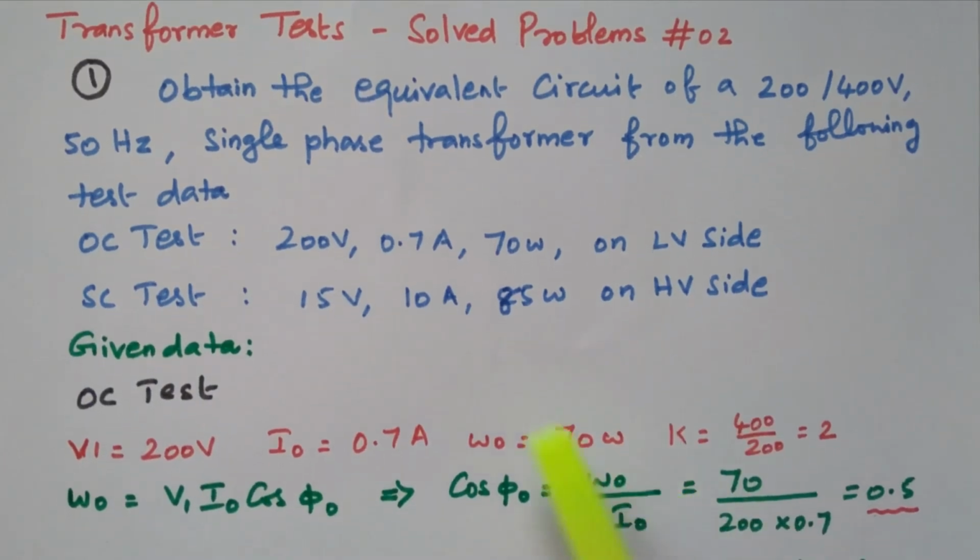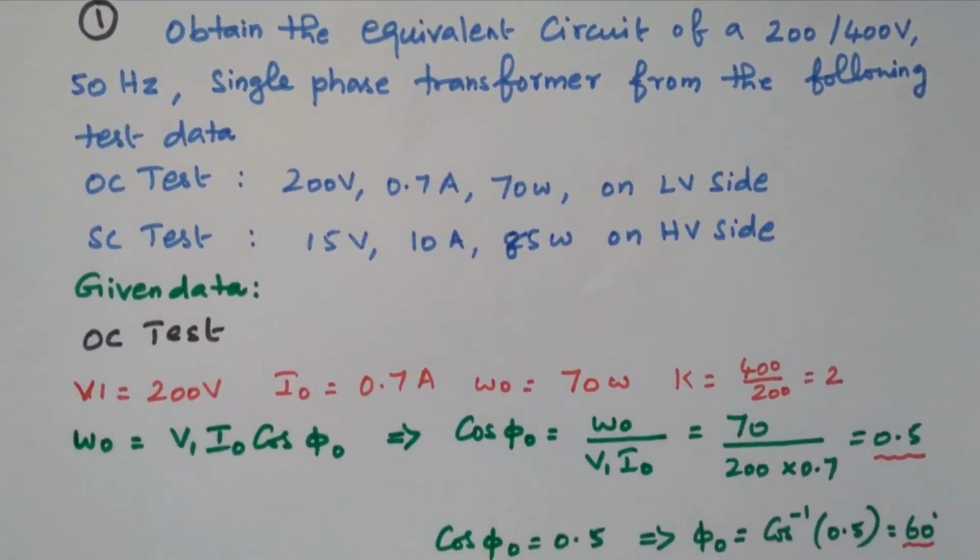So the OC test and SC test data are available. Then other data are V1 equal to 200 volt, primary voltage, and I0 is 0.7 ampere. First we will see the OC test. The voltage applied to the winding is 200 volt because the OC test is performed on the low voltage side. No load current is 0.7 ampere, and no load power input to the transformer is 70 watts. From that we can find the transformation ratio V2 by V1, 400 by 200 equal to 2. The transformation ratio is 2.